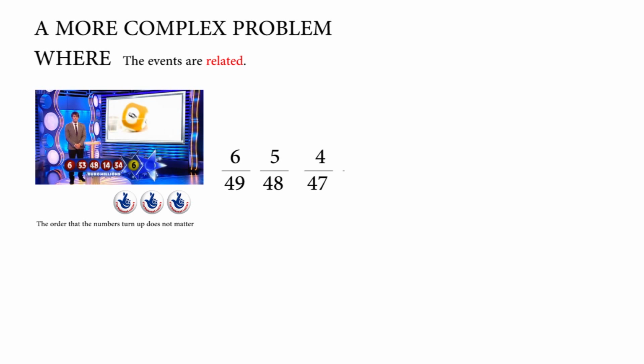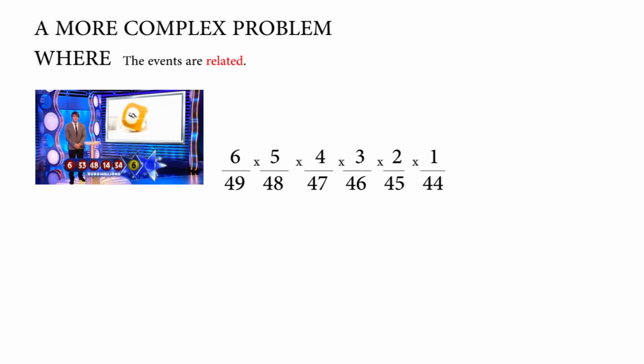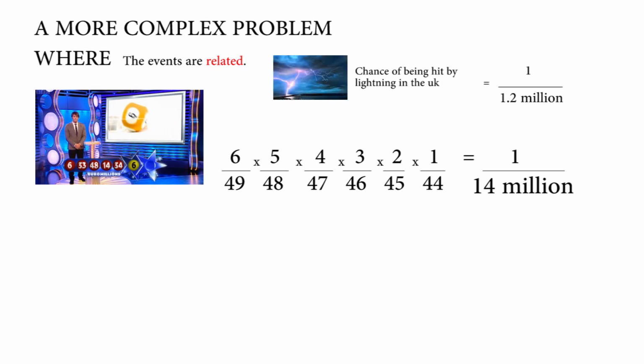So the chance of winning the lottery is 6 out of 49 times 5 over 48 times 4 over 47 times 3 over 46 times 2 over 45 times 1 over 44, which works out to be 1 in almost 14 million. 1 in 14 million. Good luck.